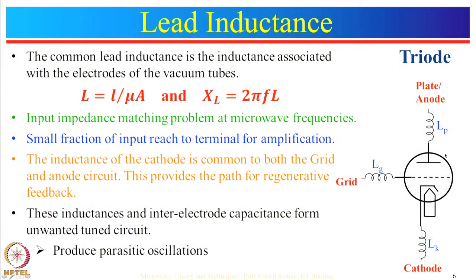Now, again the same question, where does an inductance exist? An inductance exists for a conducting wire. For example, for this triode there are three electrodes. These are the wires of the electrodes. So, there must exist inductance for these electrodes. So, there are three inductances, L grid, L plate and L cathode.